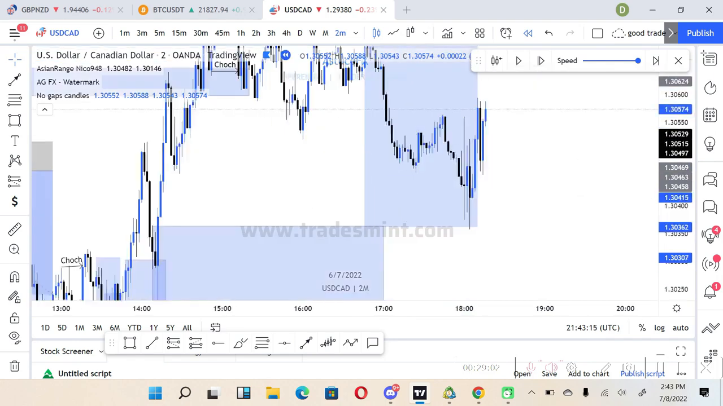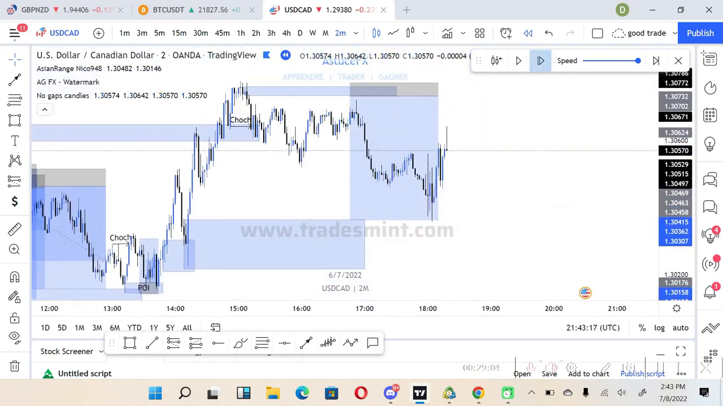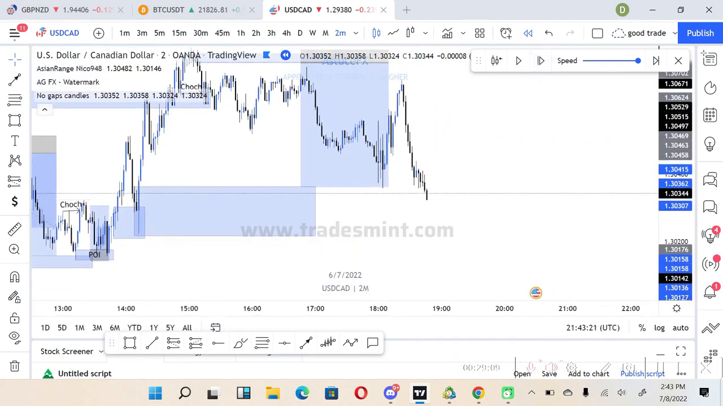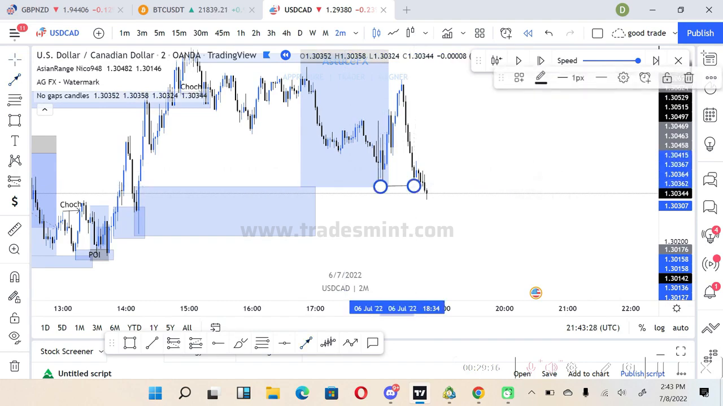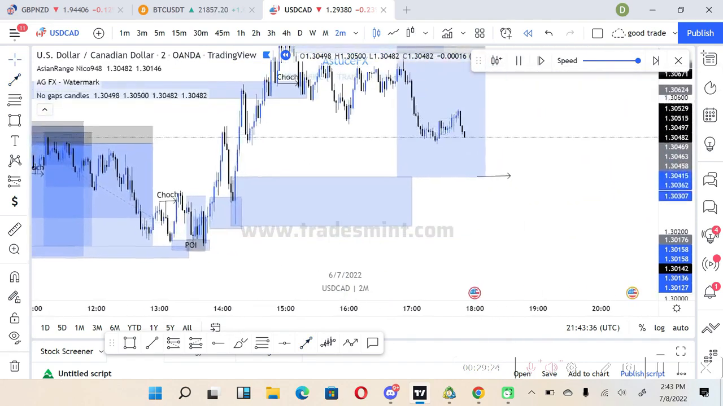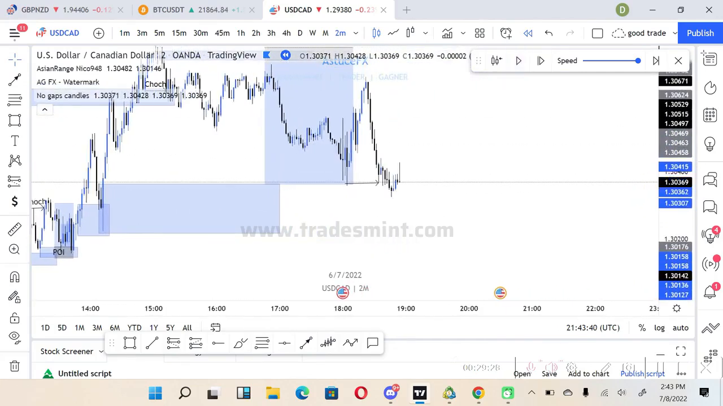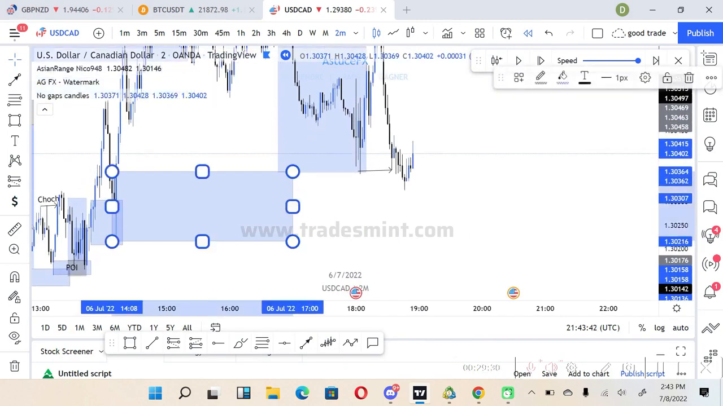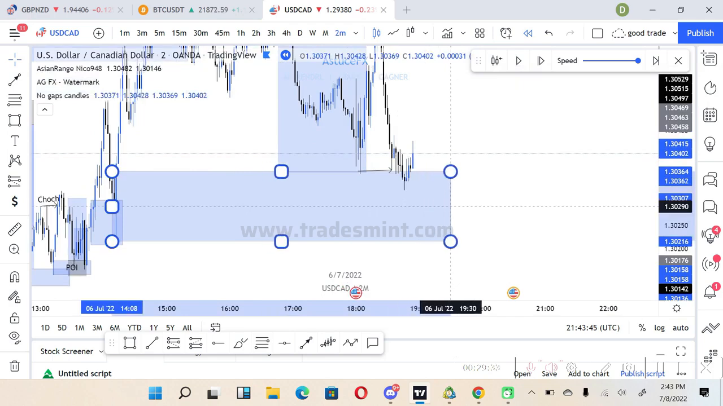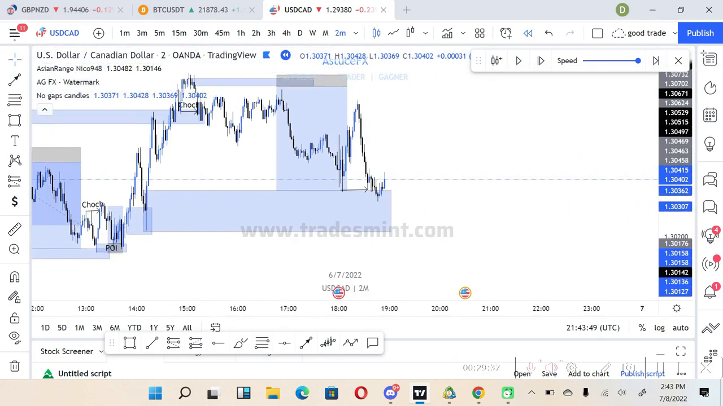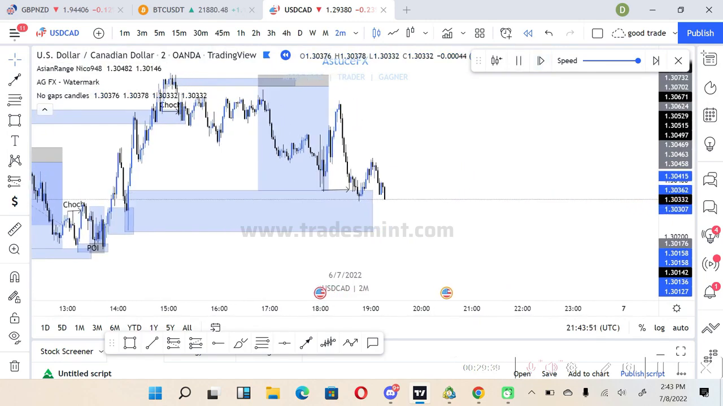Okay, and now let's continue. Let's see what will happen. Now we continue. We can clearly see that we did break this. We broke this. This is actually also a demand zone. Let's wait. Now I will not really take the sell directly. I will wait for this demand zone down here to be invalidated before I can look to sell the market. Let's see what will happen.